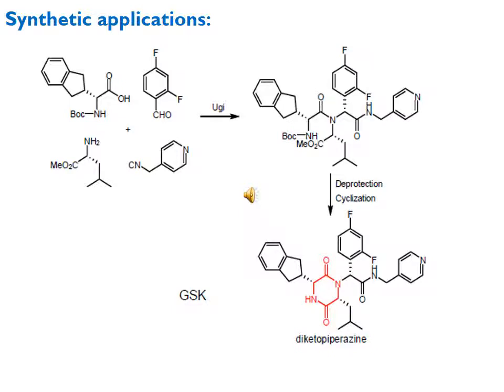Here is the second drug molecule, which is termed GSK, and this drug also uses four similar functionalities: aldehyde, carboxylic acid, amine, and isocyanate. And using the Ugi reaction pathway, the molecule is synthesized with deprotection and cyclization. Deprotection from this Boc species, and then cyclization, we get the final diketopiperazine moiety, and this is the final drug which is used in the medicinal field.